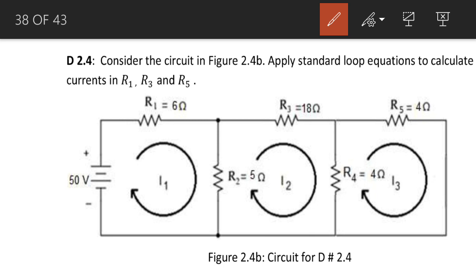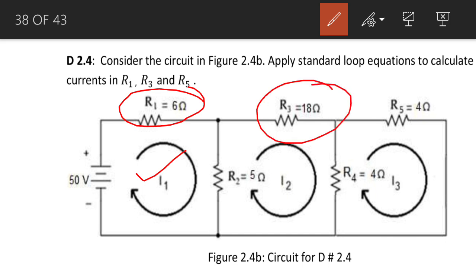There are three loops in the circuit. The size of the R matrix will be 3 by 3, and the current in R1 is I1. We shall calculate the current I1. The current through R3 is I2, so we shall find out the current I2, and the current through R5 is I3. So basically, we are going to find out the loop currents I1, I2 and I3, and these loop currents are the current through the resistors R1, R3 and R5 respectively.